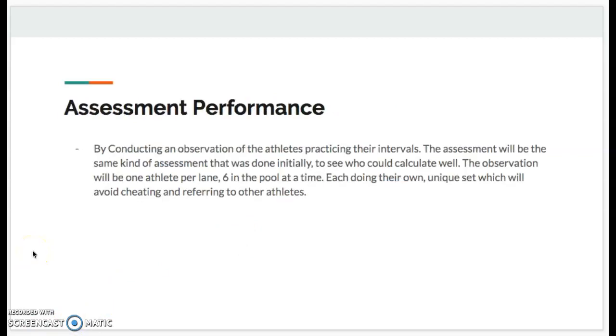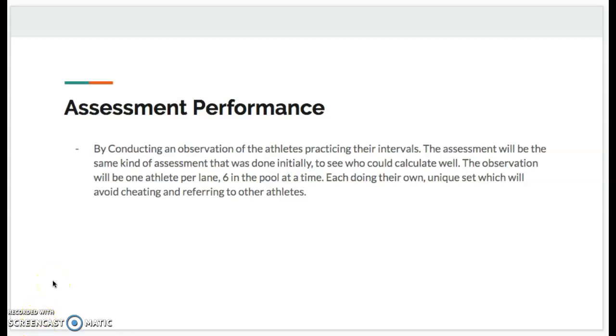The final assessment will be very similar to the initial assessment done in my needs analysis for this same project. So what's going to happen is there's going to be one swimmer per lane, 6 people in the pool at a time. Since there's only 6 lanes in the pool, only one can go per lane. So this will avoid bias and referencing other athletes and watching them. Each individual will be given their own unique set, which will make them the sole calculator for the interval, and they can't rely on anybody else.